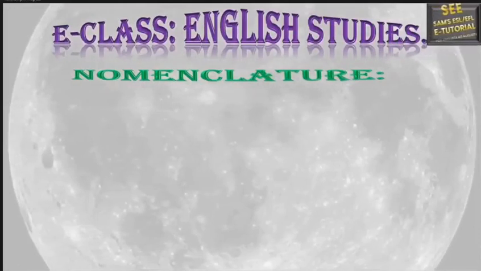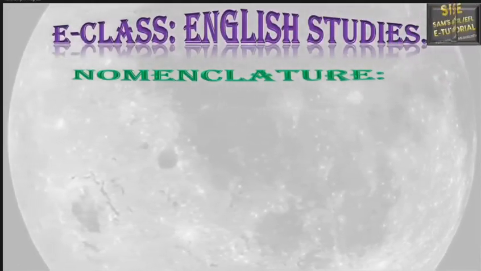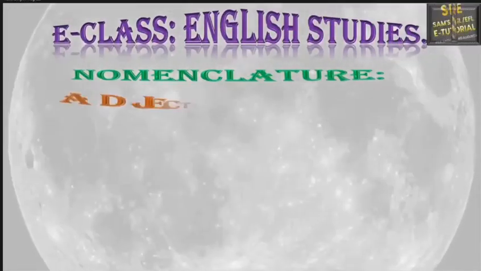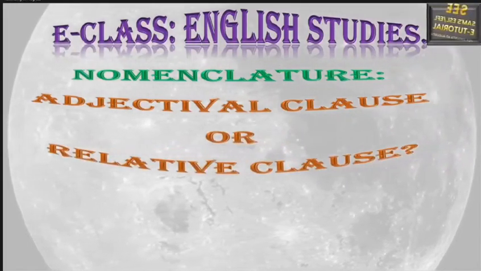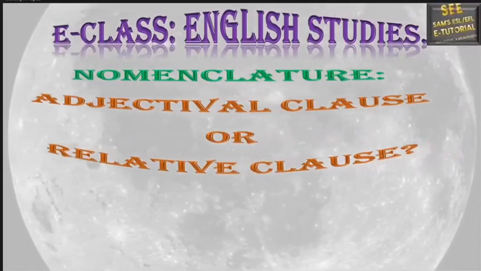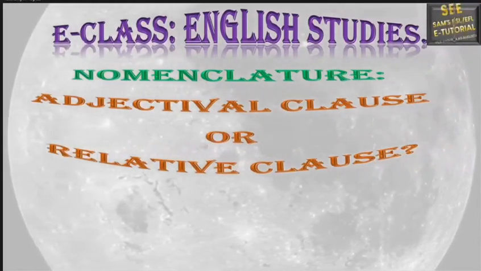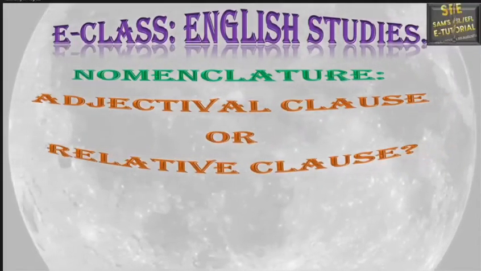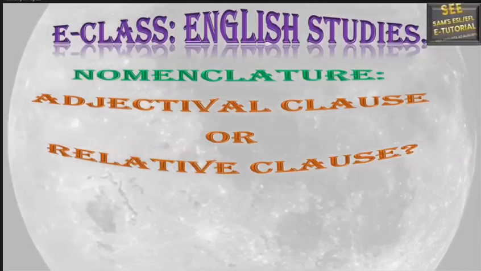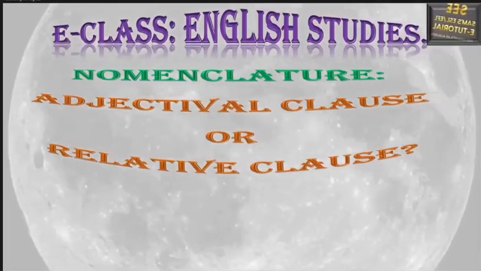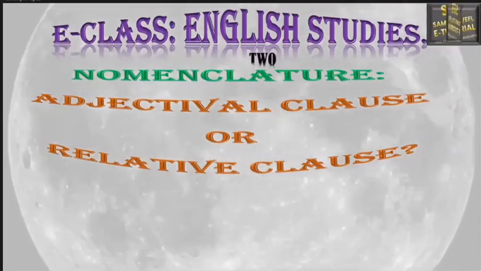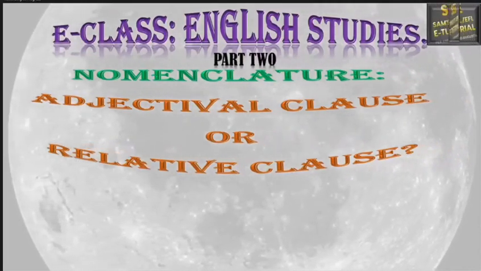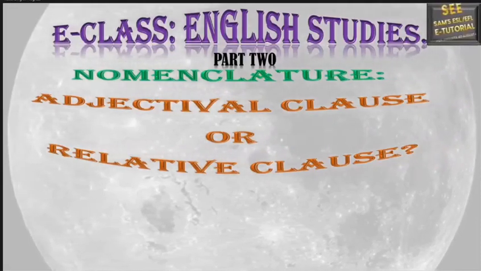Today we are looking at the topic nomenclature: adjectival clause or relative clause. The essence is to find out why this particular clause is referred to as an adjectival clause and at the same time referred to as a relative clause. That is to say, they are often used interchangeably. So we want to find out the reason for this nomenclature. Remember, this is part 2 of the Adjectival Clause series.